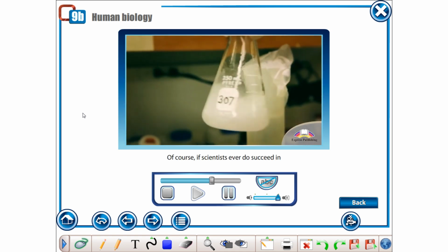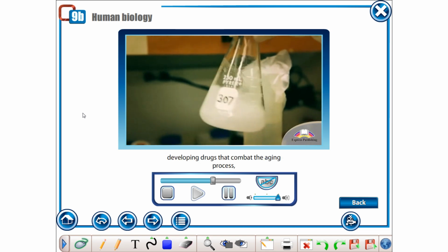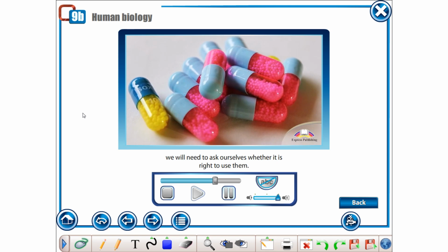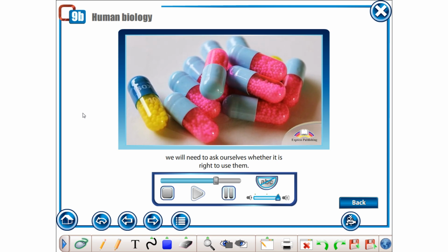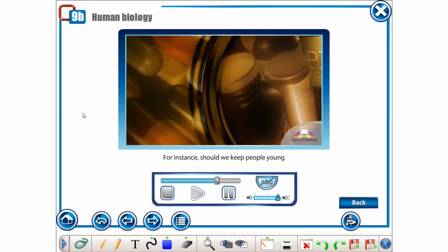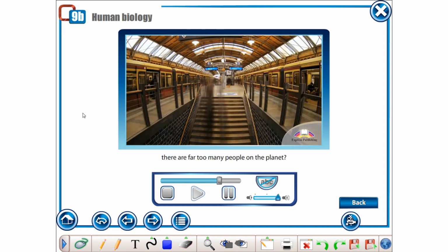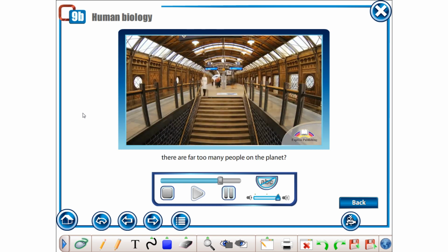Of course, if scientists ever do succeed in developing drugs that combat the aging process, we will need to ask ourselves whether it is right to use them. For instance, should we keep people young and healthy artificially when already there are far too many people on the planet?